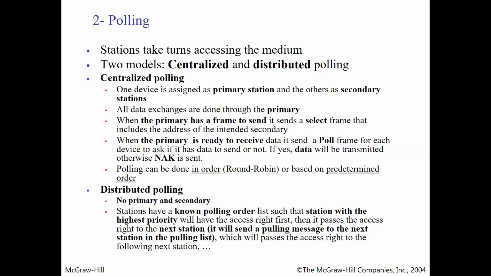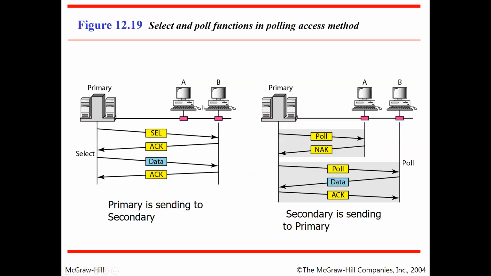So if I just show you the figure for this particular description, the left-hand side figure is when the primary station is having a data to send to the secondary station. So how the process is, whenever primary wants to send data to any secondary station, it will first send a select frame that comprises of the address of the intended secondary station. So that frame will go to the intended secondary station, which the secondary station is required to acknowledge. Once that acknowledgement is received, primary station will then transmit the required data frame to that secondary station, which again the secondary station is required to acknowledge. This is when the direction of flow is from primary to any secondary.